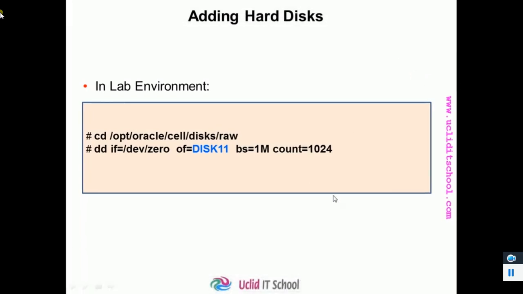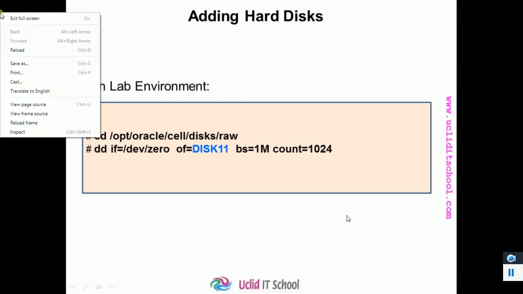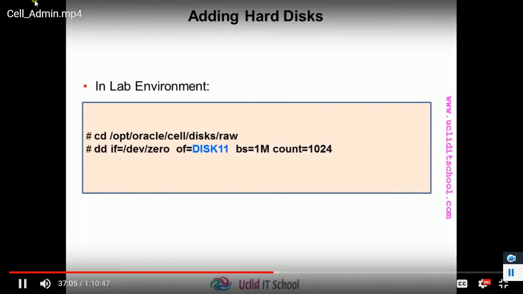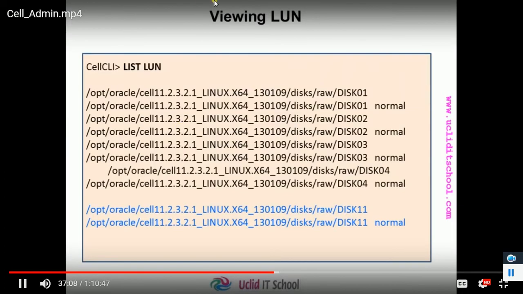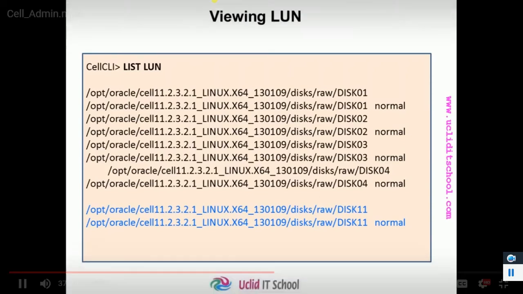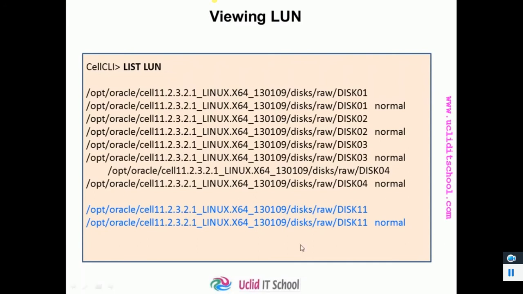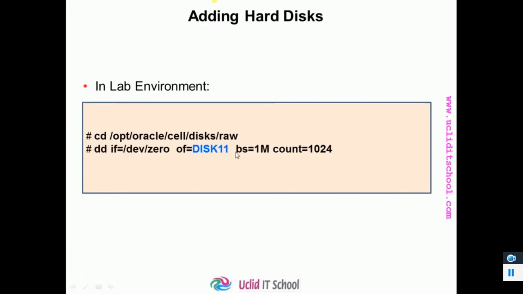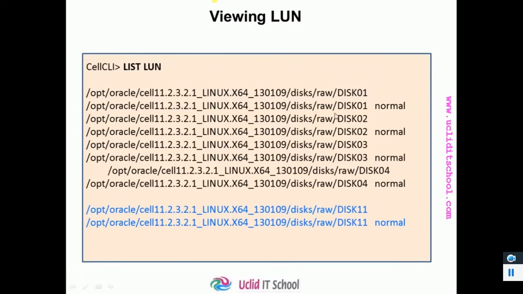So this way you can add your own disk. Once the hard disk is added, every hard disk is automatically detected as a LUN in the Exadata storage server. So once you create the hard disk with the dd command, now you can list the LUN. It will immediately detect that disk as a LUN. So these blue lines are related to your added disk, which is disk 11. These are the LUNs related to already created disks. These are created by me.